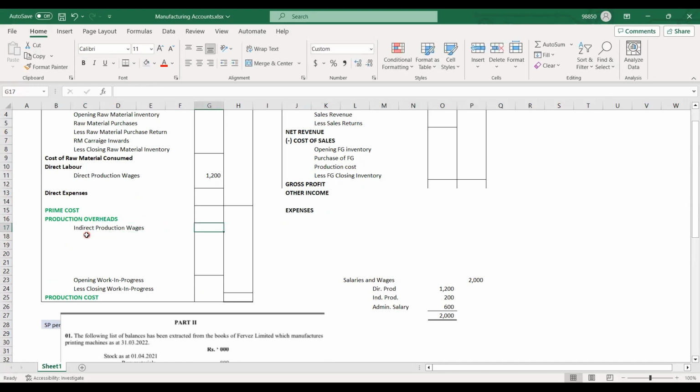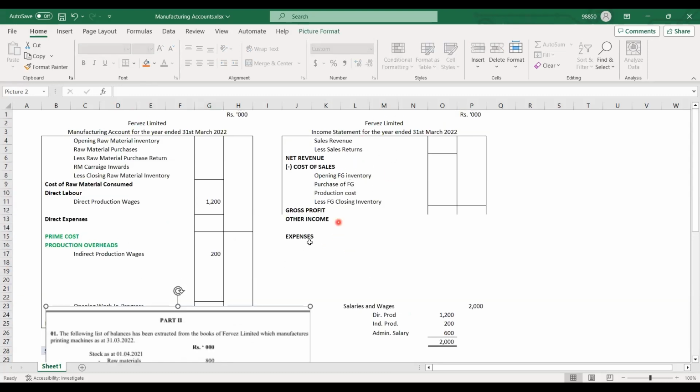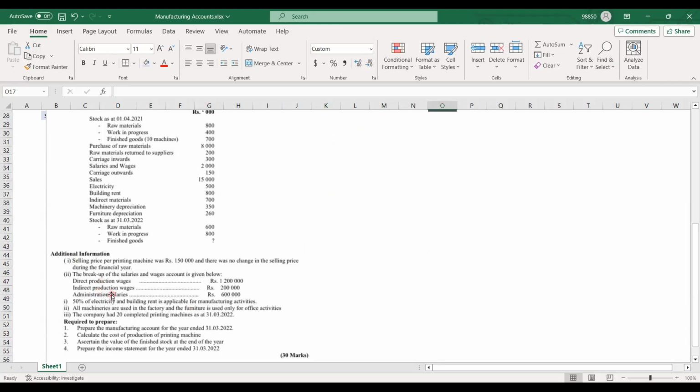Because that is an overhead, right? It's indirect. It's there in the equation, or sort of in the name itself, right? Indirect. Therefore, it is not a prime cost. It is here, 200,000. And administrative salary. So remember, anything to do with administration is to do with the office, and that goes in the income statement. Under expenses, you would write administrative salaries, 600,000. Then that is the second adjustment done as well.